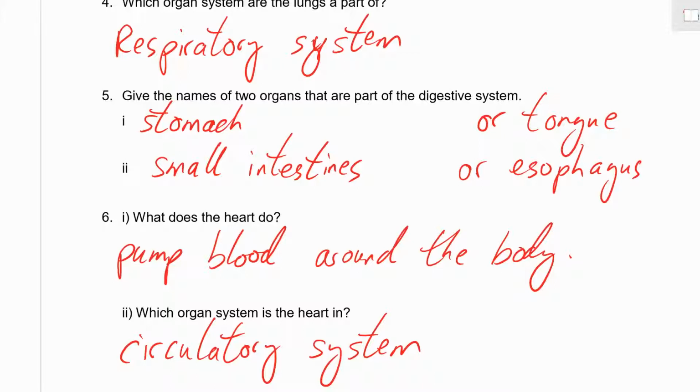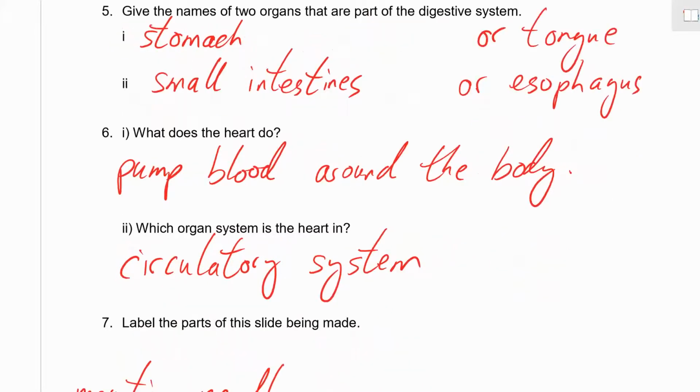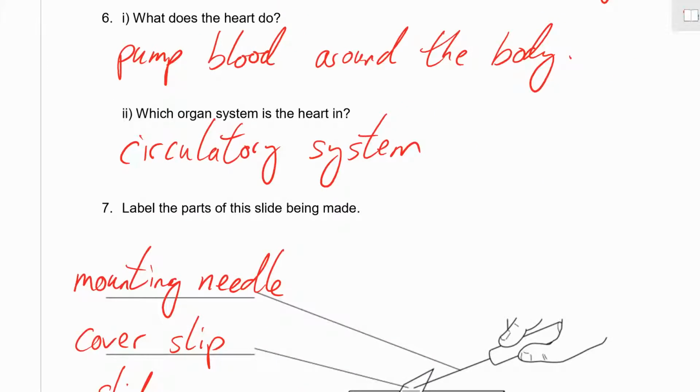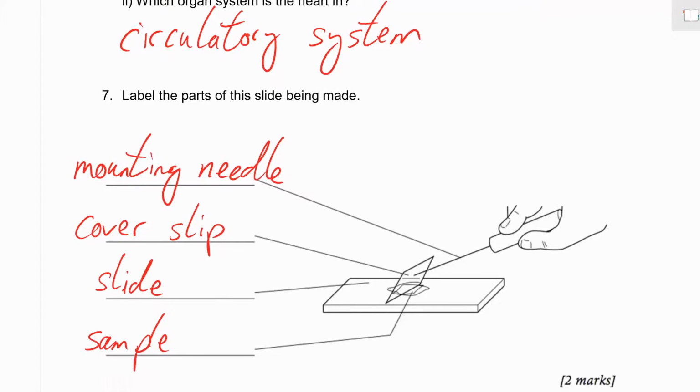Question 6. What does the heart do? It pumps blood around the body. Pumps blood around the body. All that lovely oxygenated blood to try to get it to parts of the body which need oxygen, and it then removes waste products like urea and CO2. Part 2, which organ system is the heart in? It's the circulatory system, so that pumping system. It circulates products that are required for your cells to work and gets rid of all the excess waste that the cells no longer need.